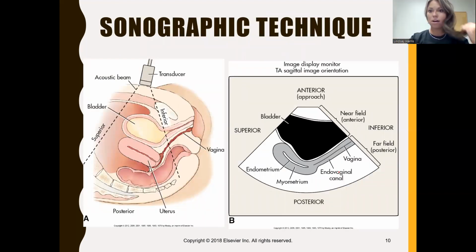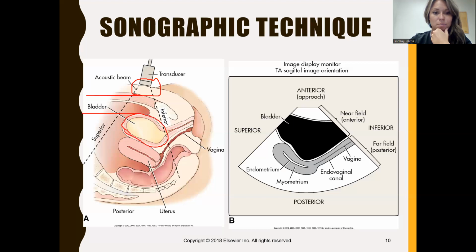So this is what I was talking about transabdominally. On the left is what it would look like if we had cut that woman in half again and we're looking inside. So the transducer is going to be on top of the tummy in the pelvic area. And then this is the bladder. The bladder we need full because it acts as an acoustic window for us so that we can see inside the uterus. If the bladder is not full, the uterus is laying down on the bladder. There's a lot of bowel and it's really difficult to see.